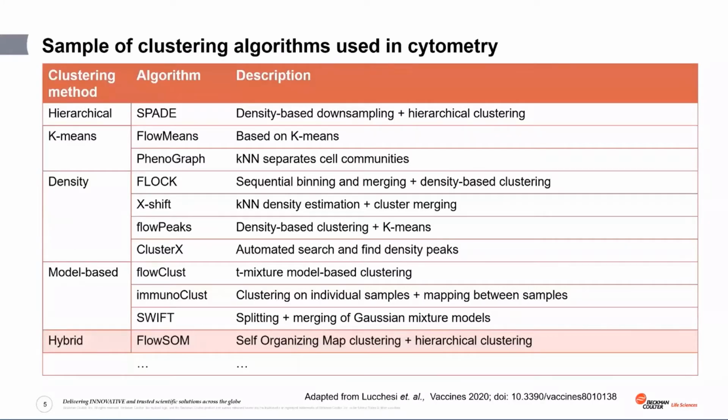So here's just a very small sample of some other clustering algorithms used today in cytometry. They're described in this review published a few weeks ago. They all use different clustering methods and have different strengths and weaknesses. FlowSOM in particular uses a hybrid 2-stage approach to clustering, which gives it an advantage over other methods in speed.